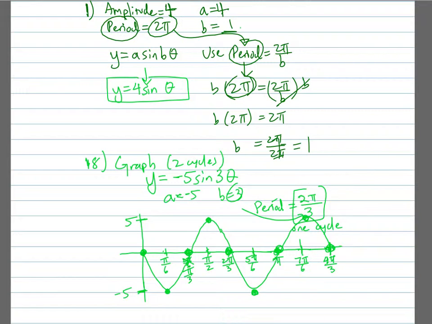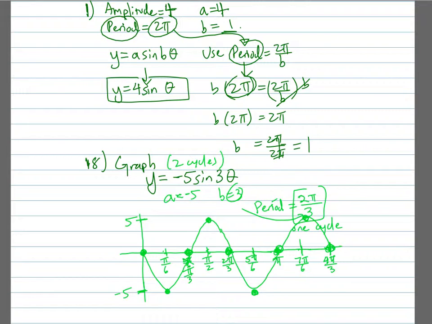So now we have A, we have B, so we can plug in, say y equals 4, thank you for correcting me, 4 sine, you could put a 1 here or just theta if you want. You don't have to do it again, obviously. We're doing it together. Let's graph y equals, I'm picking kind of a funky one, negative 5 sine 3 theta.